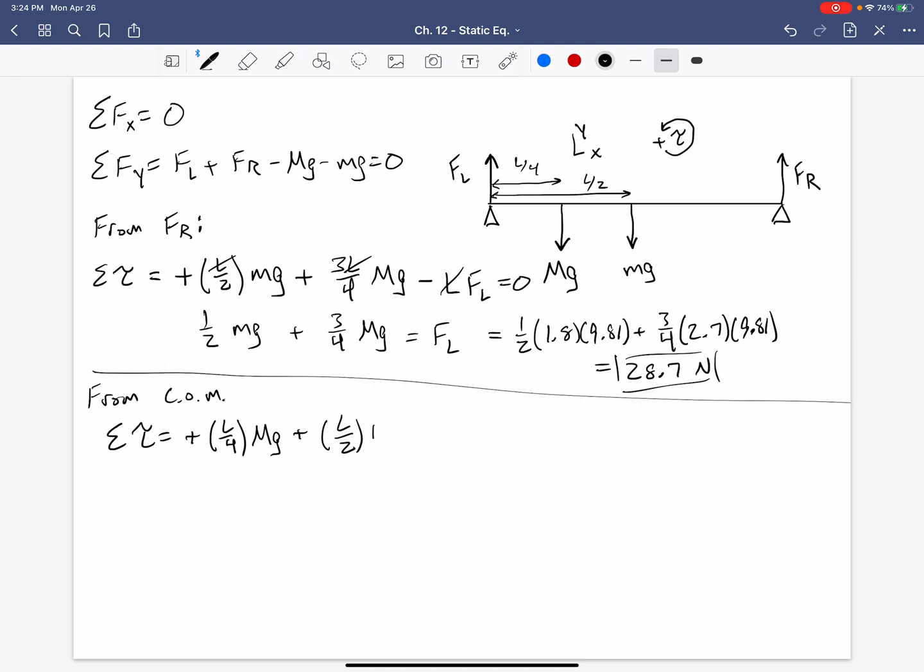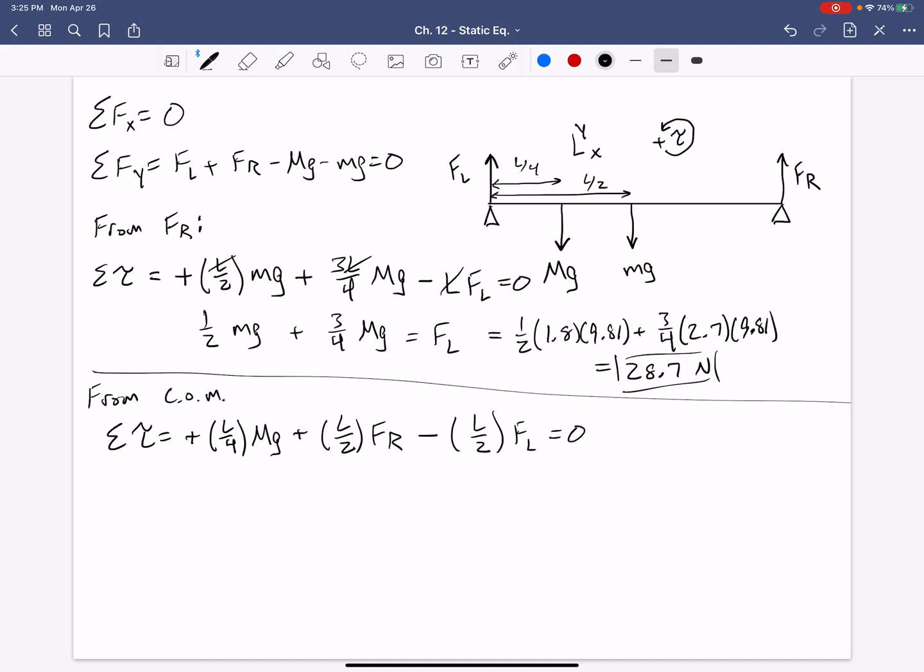Right, and now we have the force of FR, okay? And our negative torque comes from FL, right? It's very similar to the term we just wrote, but it would rotate it clockwise. So we have negative L over 2 FL, and this equals 0, okay?